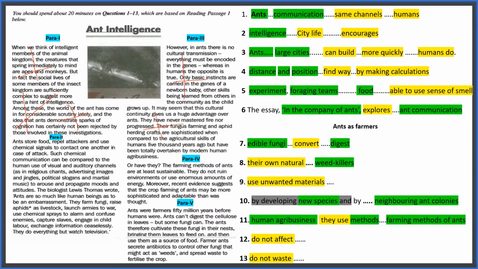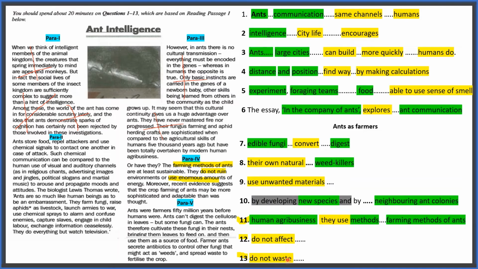Also, it is interesting to note that para 4 has 3 sets of keywords, namely farming methods of ants, which is present in question number 11, do not ruin, which is synonym to do not affect, which is present in question number 12, and do not use enormous amounts, which means do not waste, that is present in question number 13. By matching these keywords or their synonyms, we could fill 3 blanks simultaneously. They are question number 11, question number 12, and question number 13.